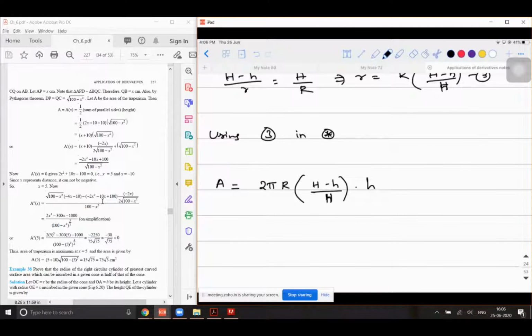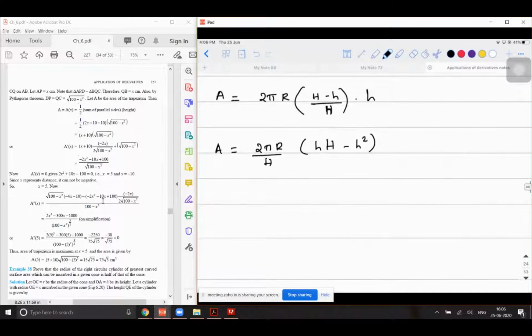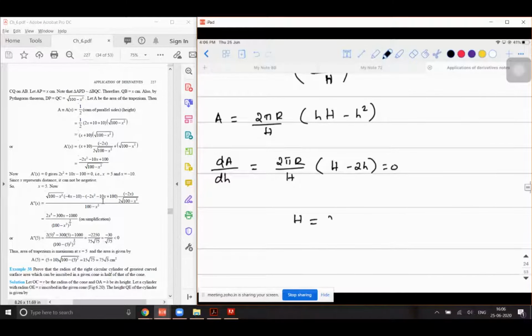Can you differentiate and tell me? It is 2 pi R divided by H into small h into capital H minus h square. So dA with respect to dh should be equal to 2 pi R divided by capital H into capital H minus 2h, that is equal to 0. So capital H will be equal to 2h. So small h is equal to H by 2.